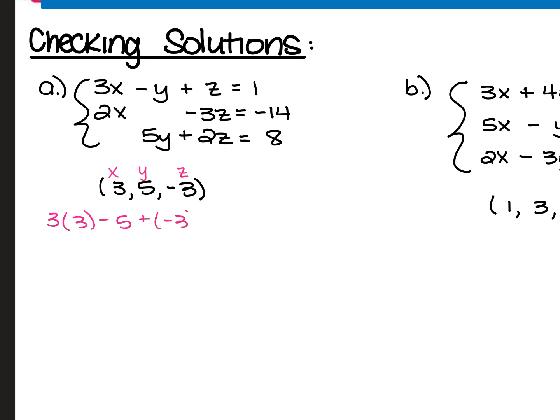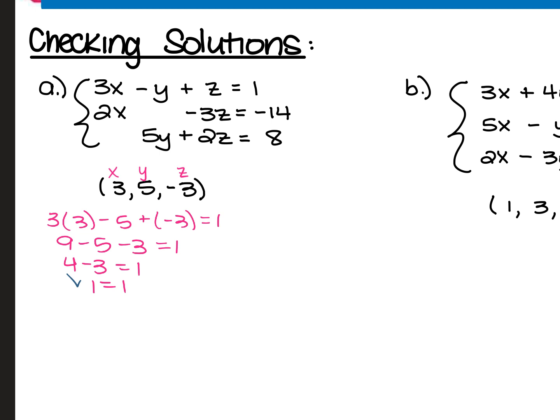If we work with the top equation, we're going to have 3 times 3 minus 5 plus negative 3 is equal to 1. The 3 times 3 is 9, minus 5 minus 3 should give us 1. 9 minus 5 is 4, minus 3 is 1. 1 is equal to 1, so we'll check our second equation.